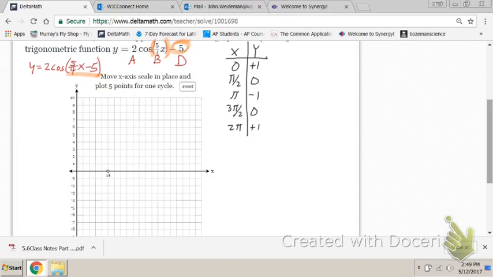So what do we do with the 2? We multiply it to the y's. What do we do with the 5/4? We divide it into the x. What do we do with the negative 5? We subtract it after we've multiplied the y's by 2.